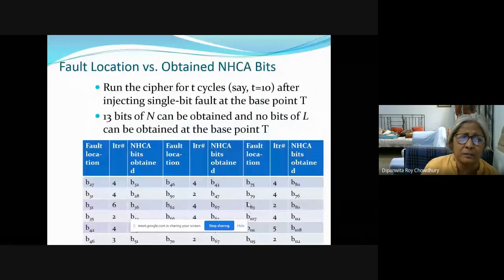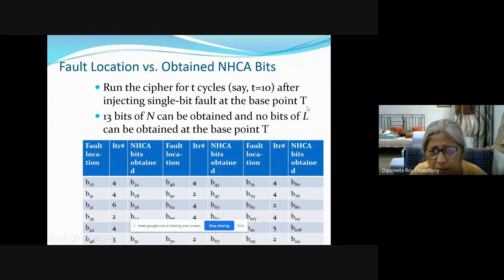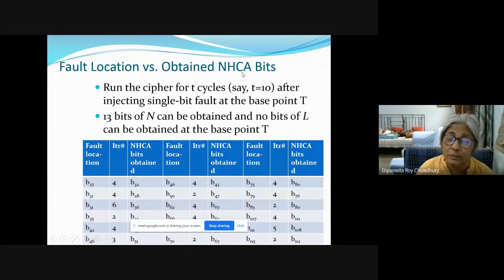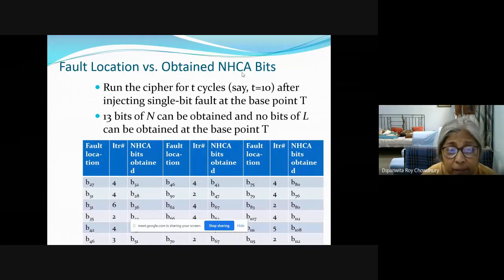Okay, now I show the fault location. So now we actually introduced what I told. Now in the NHCA part, we have introduced the fault. Remember, we were successful in the Grain model, where we injected the fault in the nonlinear part, and then we got the full key. Now run the cipher for T cycles, set T equal to 10.